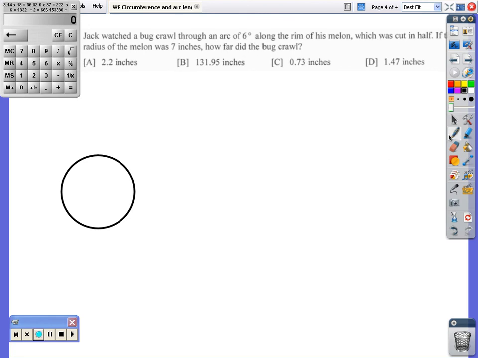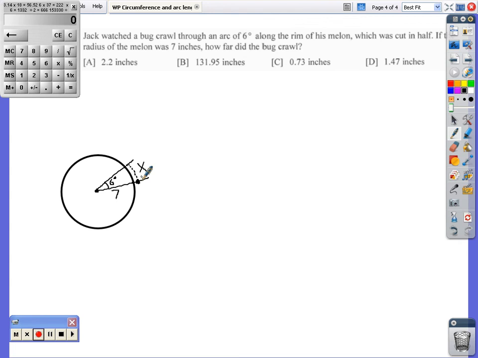Jack watched a bug crawl through an arc of 6 degrees along the rim of his melon. Jack needs to get a life. Here we've got 6 degrees, and he's seeing this little bug crawling that distance. And they want to know, if the radius is 7 inches, how far did the bug crawl? So here's what we're asking here.